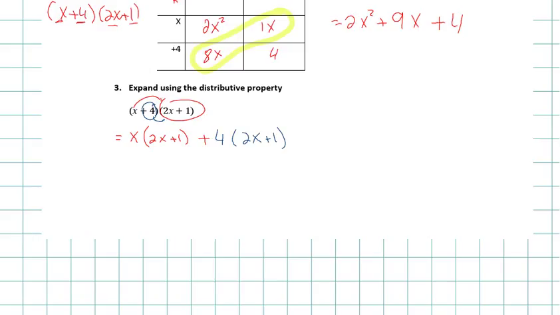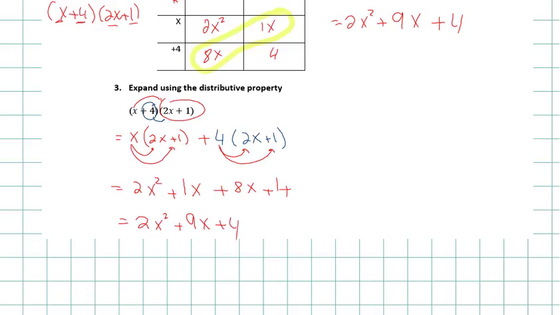So now what I have to do is distribute. x times 2x is 2x squared. x times 1 is 1x. Then I have to multiply the 4 by the 2x, so that gives me 8x. And the 4 by the 1 gives me 4. Okay, now collect like terms. So that is 2x squared plus 9x plus 4. Okay, we call that the distributive property.